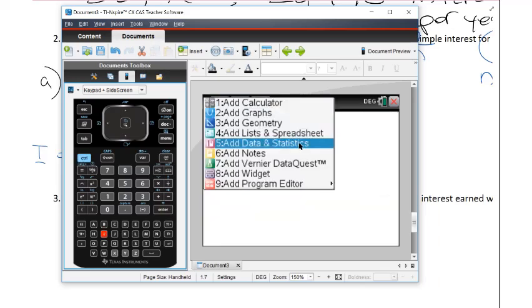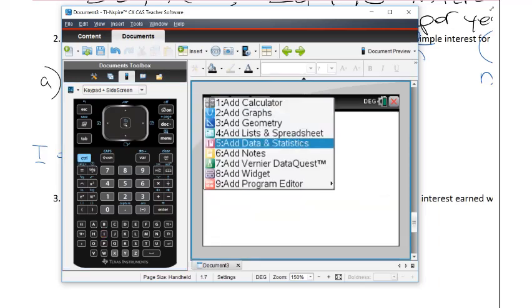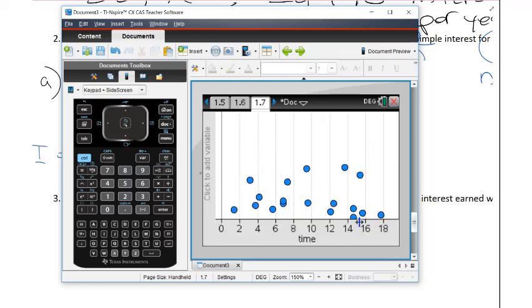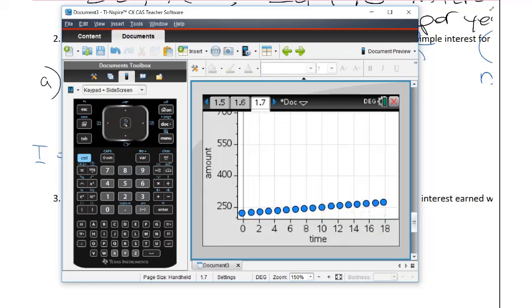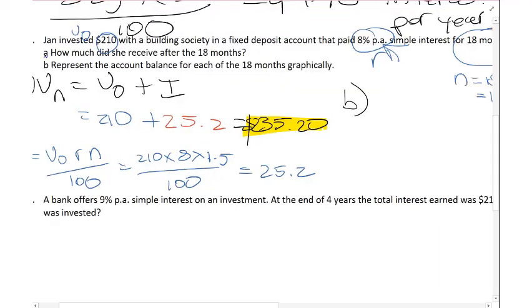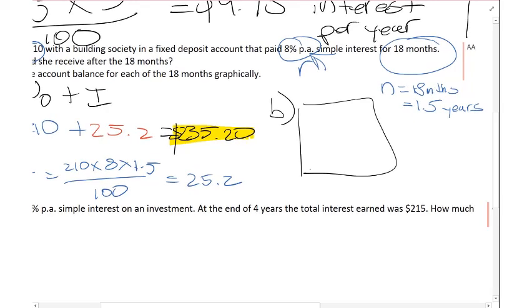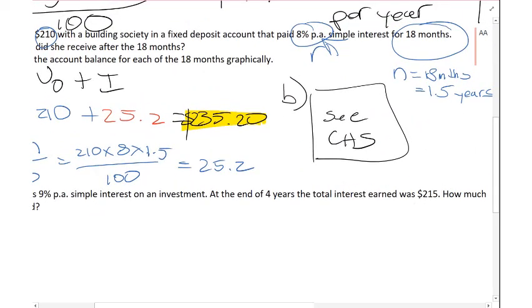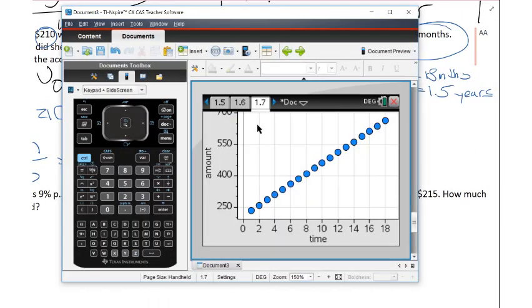Then I just want to add data and stats, and I want to graph that. So that's going to be time. It's going to be amount. And bang, isn't that a lovely straight line? Okay, because that's how you would show that. So that's the graph for this particular instance. If you're doing this in your questions, you can draw something that looks like that.